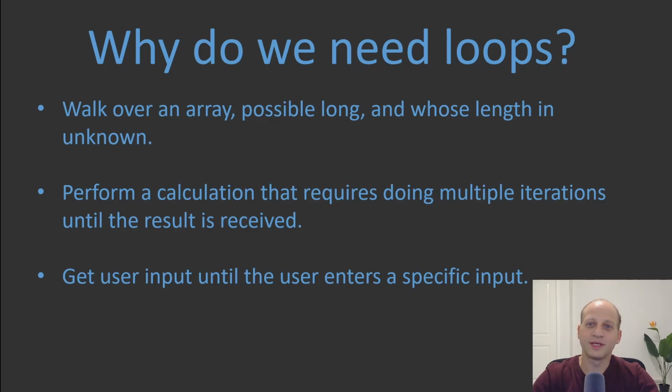Another example is performing a calculation that requires multiple iterations until the result is received. Also, we may want to get the user input and do some tasks depending on his input until he types something like quit, for example. All these examples require repeating the same operation multiple times, and we don't know in advance when we should stop.